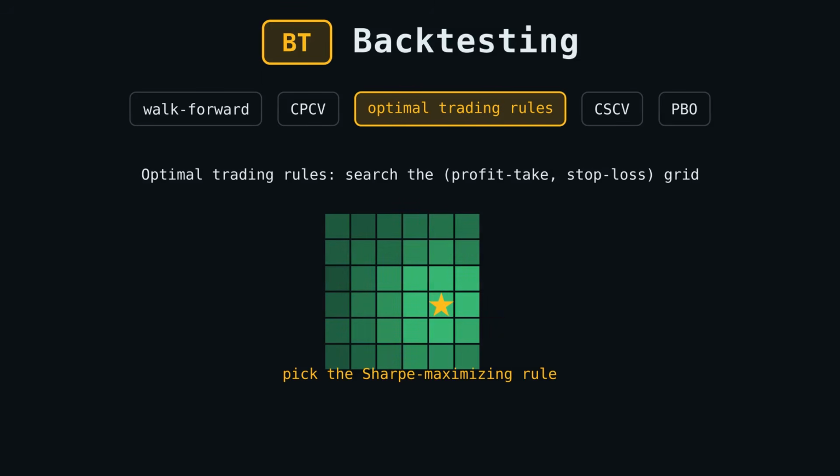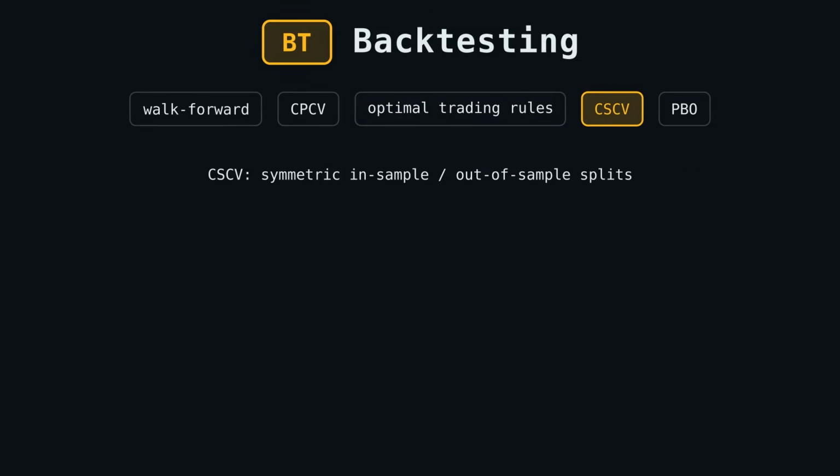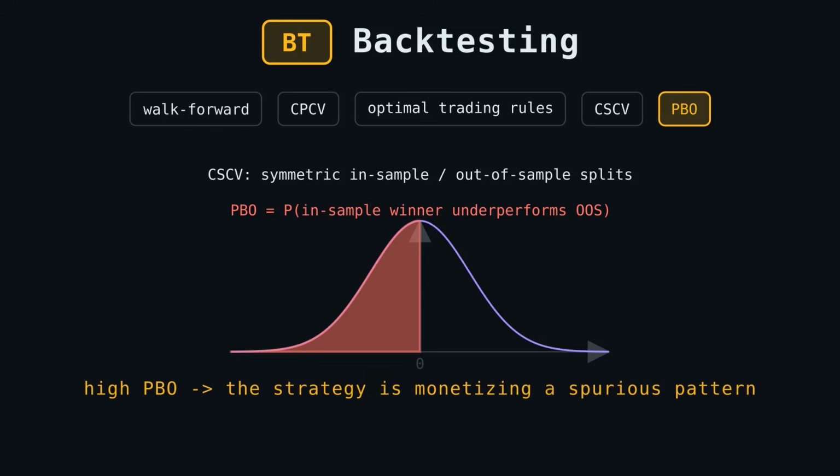rule. And fourth, using combinatorially symmetric cross-validation, we measure the probability of backtest overfitting. How often the strategy that looked best in sample actually underperforms out of sample. A high value means the strategy is likely monetizing a spurious pattern.